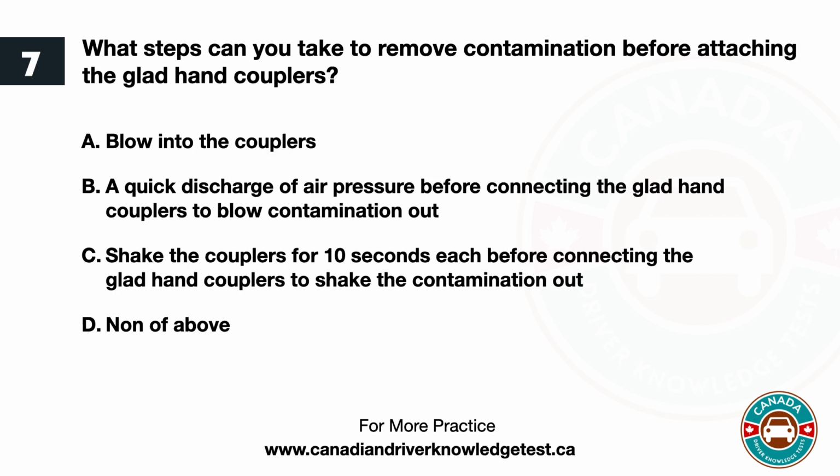Question 7. What steps can you take to remove contamination before attaching the glad hand couplers? A. Blow into the couplers. B. A quick discharge of air pressure before connecting the glad hand couplers to blow contamination out. C. Shake the couplers for 10 seconds each before connecting the glad hand couplers to shake the contamination out. D. None of the above. The answer is B. A quick discharge of air pressure before connecting the glad hand couplers to blow contamination out.